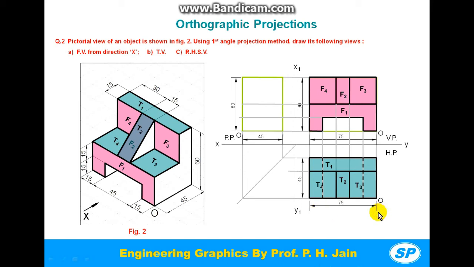Now project the corners developed in top view from top view to right hand side view. So we will get this type of grid in right hand side view. Now to complete the right hand side view, look at the object from right hand side. From this side we will see this S1 face first. This is the vertical face. So with the reference of origin O, construct this S1 face in right hand side view.